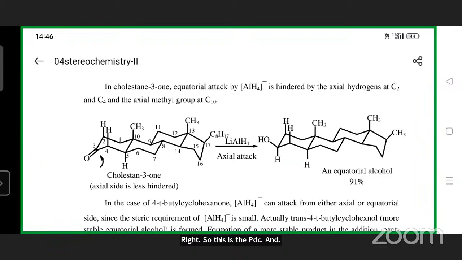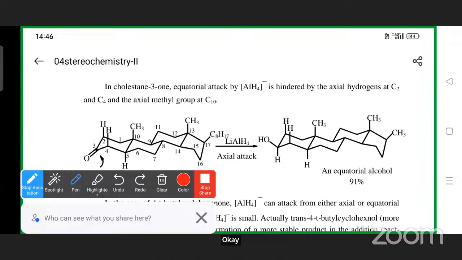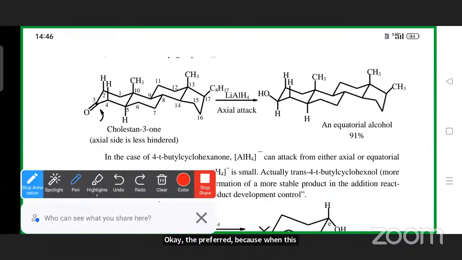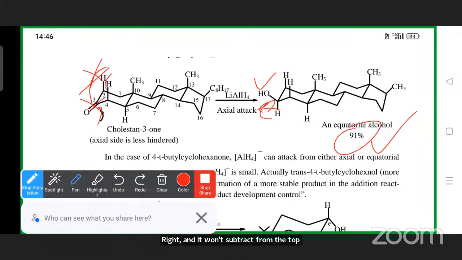So here, in cholesterol, you see the axial attack is preferred because the hydrogens make this side less hindered. And the product formation is equatorial reduction here. The equatorial alcohol is more, and it won't approach from the top side, because the hydrogens are there, so it suffers from steric repulsion.